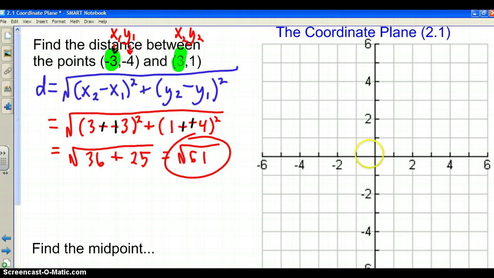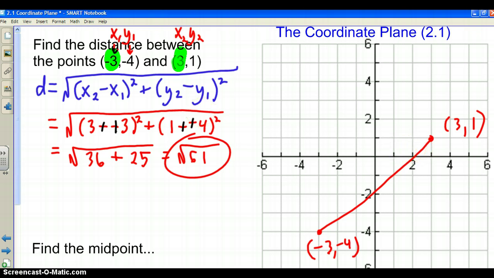So if I look at the point negative 3, negative 4, big picture, what we're trying to do is find the distance between these 2 points. That's the point 3, comma 1, and that's the point negative 3, comma negative 4. So I'm finding this distance. Notice we couldn't just eyeball it. We couldn't say, oh, I'm going to try to count these out. It's not going to work. You've got to use the distance formula.